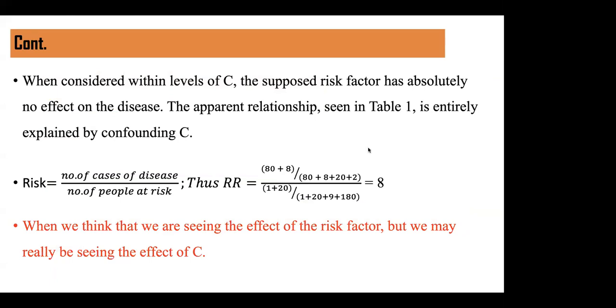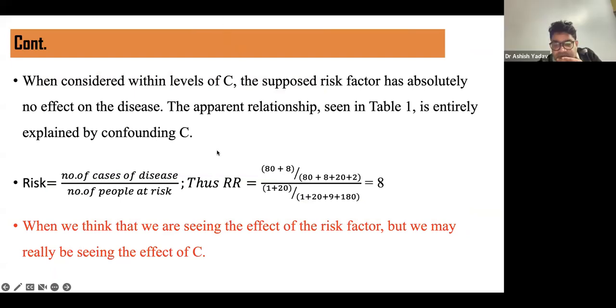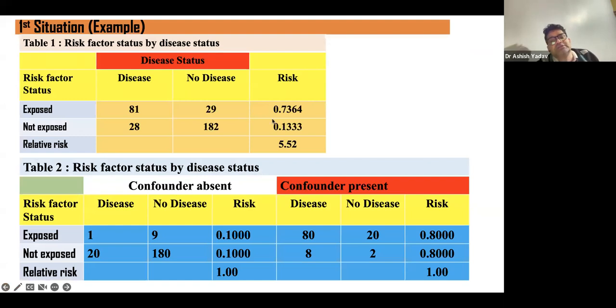So, sir, how will we interpret this data? This data is very straightforward to interpret. If you are looking at this data from this table, what can you say? You will be saying that the individuals who are exposed are at 5 times higher risk. Table number 1. By looking at table number 1, you will be saying that the risk is 5 times higher.